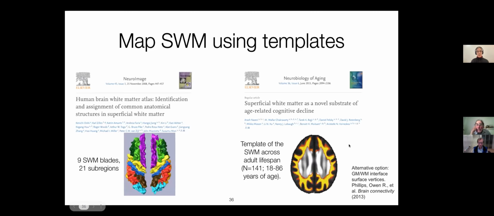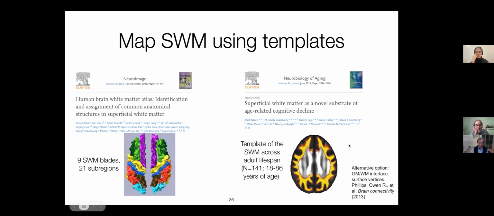Multiple groups have mapped the superficial white matter using templates. There's a really nice human brain superficial white matter atlas paper by Oishi and Susumu Mori's group in 2008, and they defined 9 superficial white matter blades, as they call them, and then 21 subregions. This is basically a neuroanatomical organization or categorization of regions of the superficial white matter. So that's useful for studying the superficial white matter.